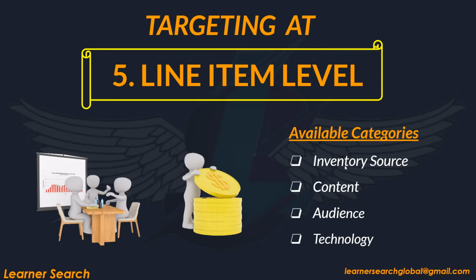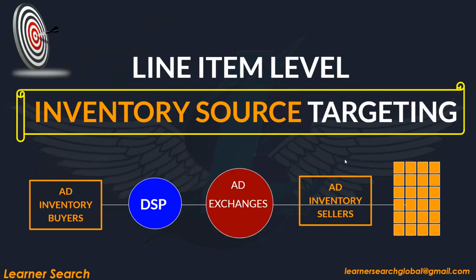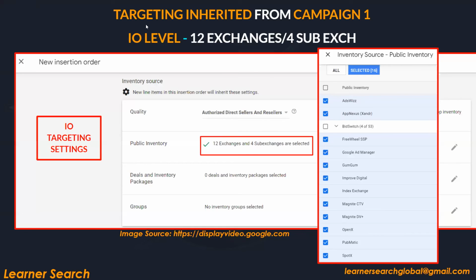Available categories are inventory source, content, audience, and technology. So whatever targeting options are available in DV360 are completely available at IO and line item level. So let's look at the inventory source. We already discussed at IO level, let's assume 12 exchanges and 4 sub exchanges as an example. We have given it at IO level.